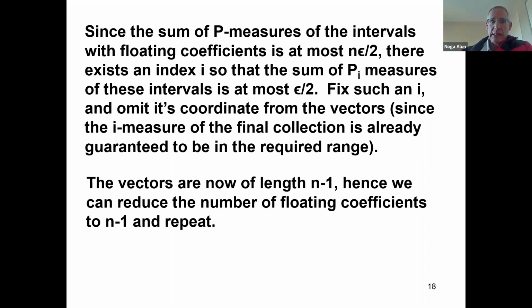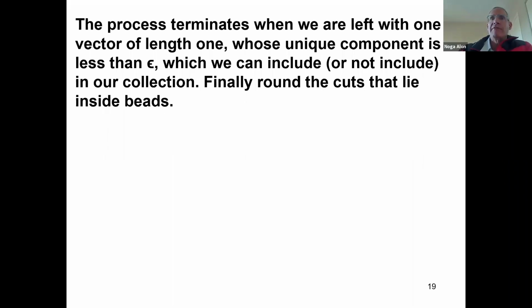If we forget about it, then the vectors now are of length n minus 1. But we have n of them maybe, so again we can find a linear dependence, we can shift it, and we can fix some interval, and we repeat it, and the process terminates, so the vectors become smaller and smaller. I mean, we keep forgetting coordinates, and at the end we are left with a vector of length 1 whose unique component is less than epsilon, in fact epsilon over 2 as I wrote it, and then we can include or not include it in our collection as we want in order to round things.